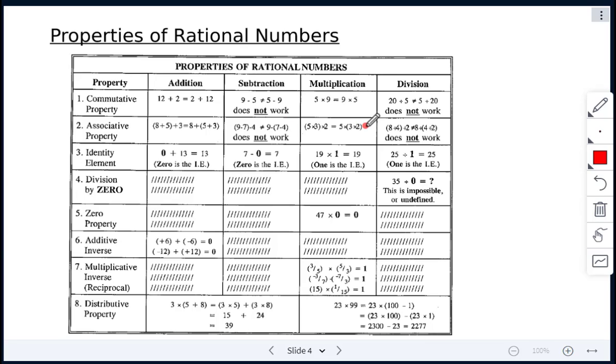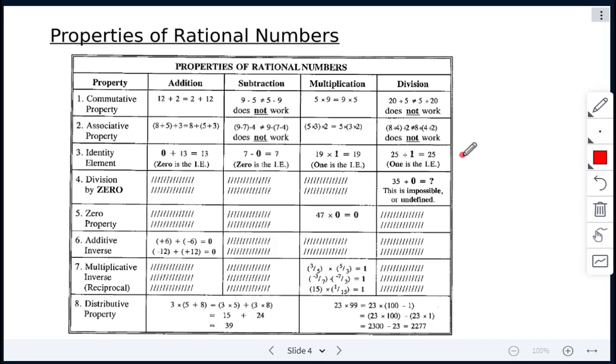Associative property will work for multiplication. With multiplication, it doesn't matter what order you multiply, so the brackets don't matter when everything is being multiplied together. 5 times 3 in brackets times 2 will still be equal to 5 times 3 times 2 in the brackets. But again, it will not work for division.